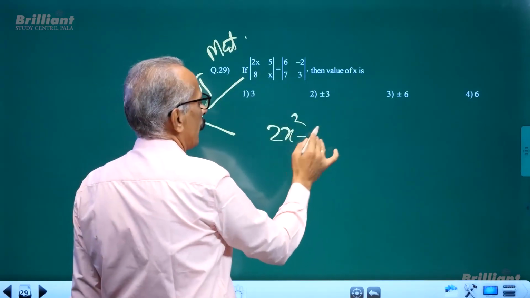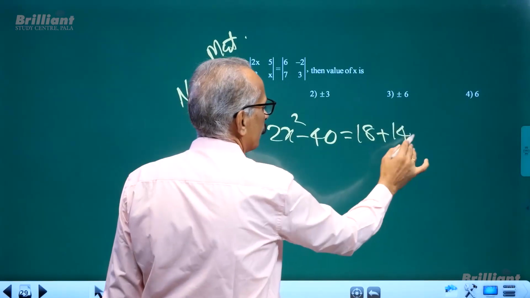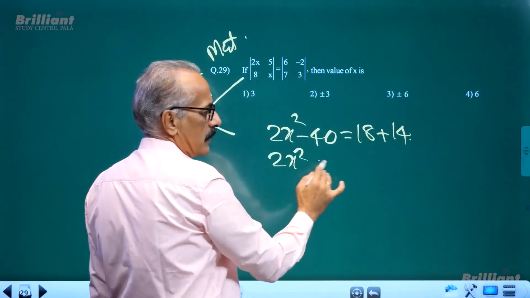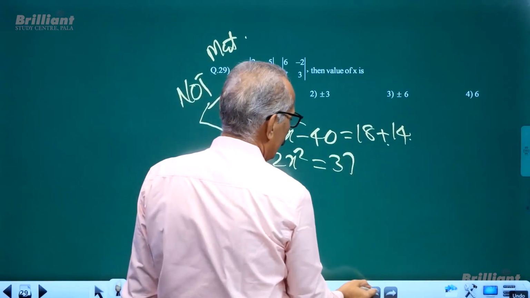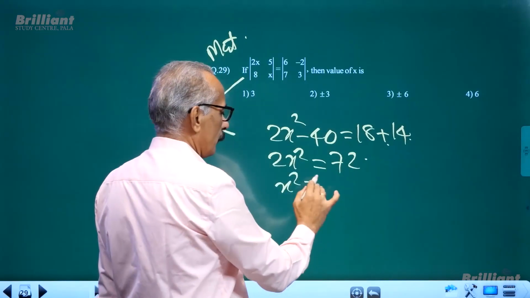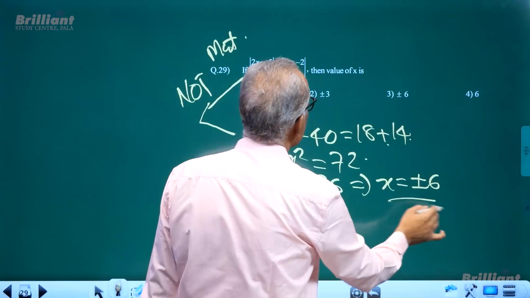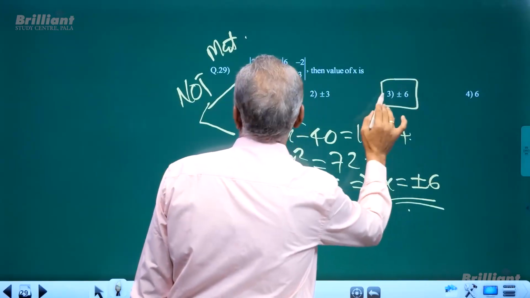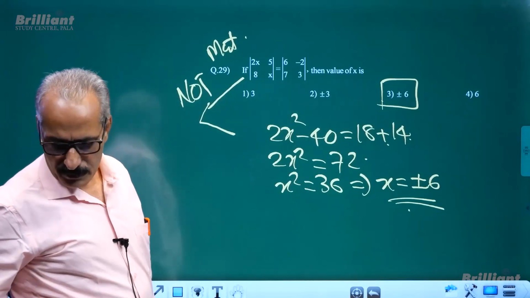2x square minus 40 equal to 18 plus 14. So 2x square is equal to 32 plus 40, so it is 72. So x square is equal to 36, which implies x is equal to plus or minus 6. So your answer is 3. Question 29, your answer is 3.